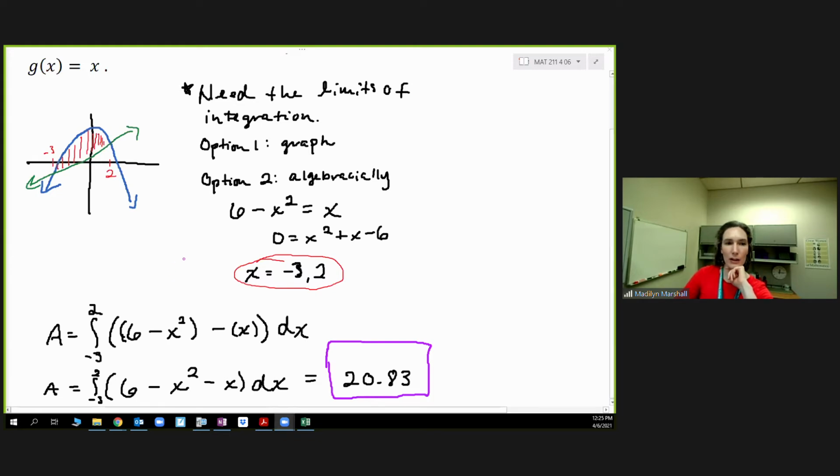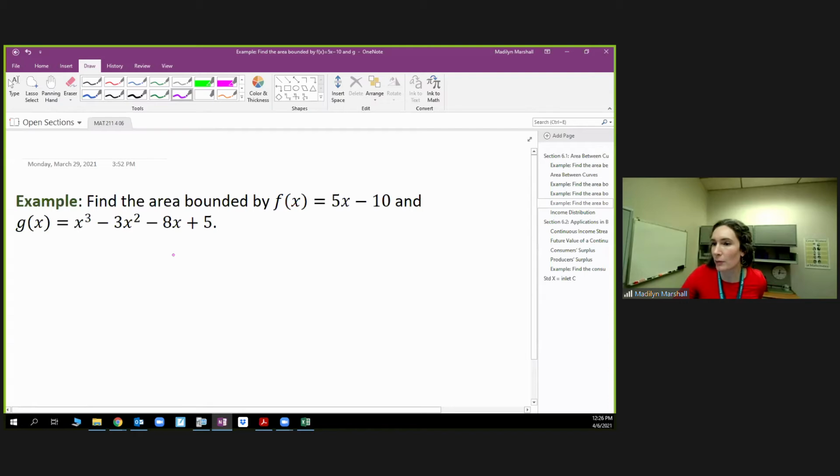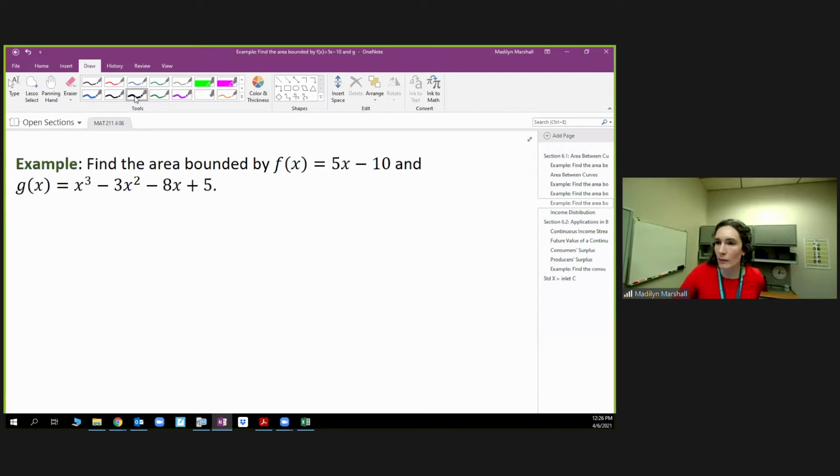Okay, we're going to do one more example of one added thing that can happen here. So we've seen that we need to check to make sure we're looking at the right function on top, and that's always the one that goes first in our integration. And then we've seen these ones where we're not given the limits and we just have to find them either by graphing or solving algebraically. So we have one more situation that we can come upon. So I'll give you a moment to look at these before we graph them.